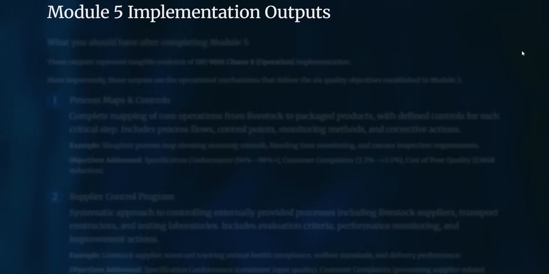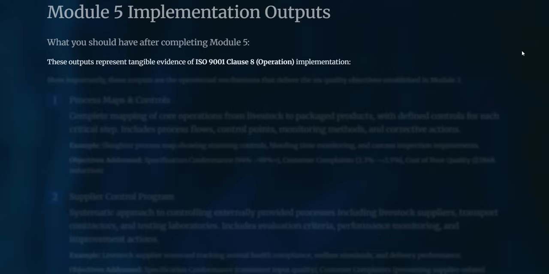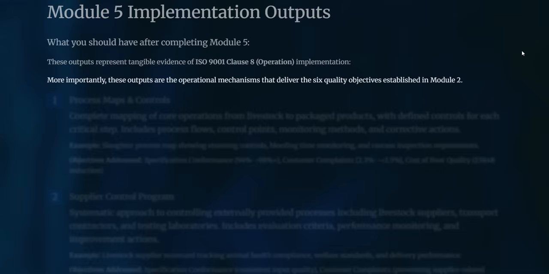Module 5 implementation outputs. You should have, after completing Module 5, the following. These outputs represent tangible evidence of ISO 9001 Clause 8 operational implementation. More importantly, these outputs are operational mechanisms that deliver the six quality objectives established in Module 2.